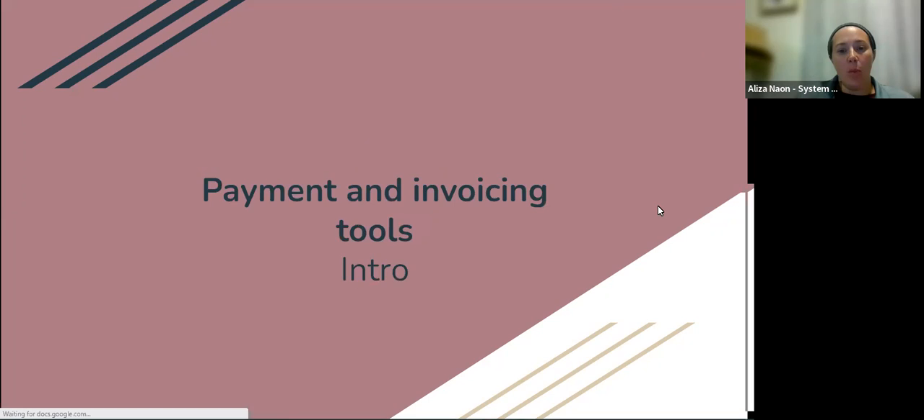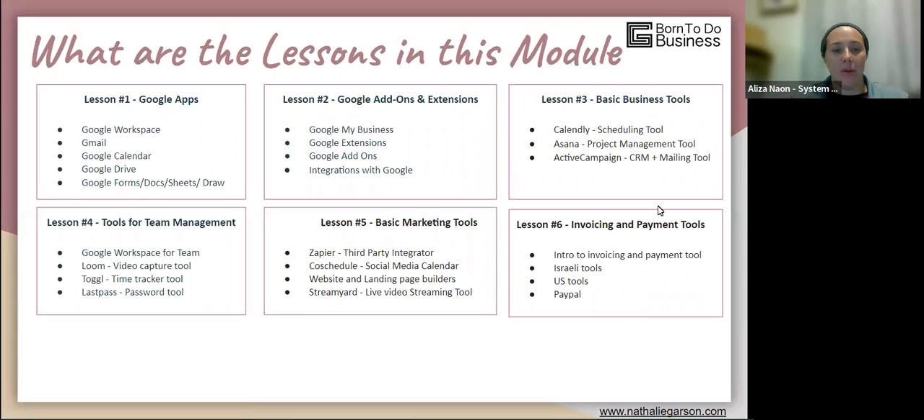So far we've covered, in lesson 1, the Google Apps. In lesson 2, Google Add-ons and extensions. So that's a bit further on Google. In lesson 3, we went through basic business tools such as Calendly, a scheduling tool, Asana, a project management tool, and ActiveCampaign, which is a CRM and a mailing tool.